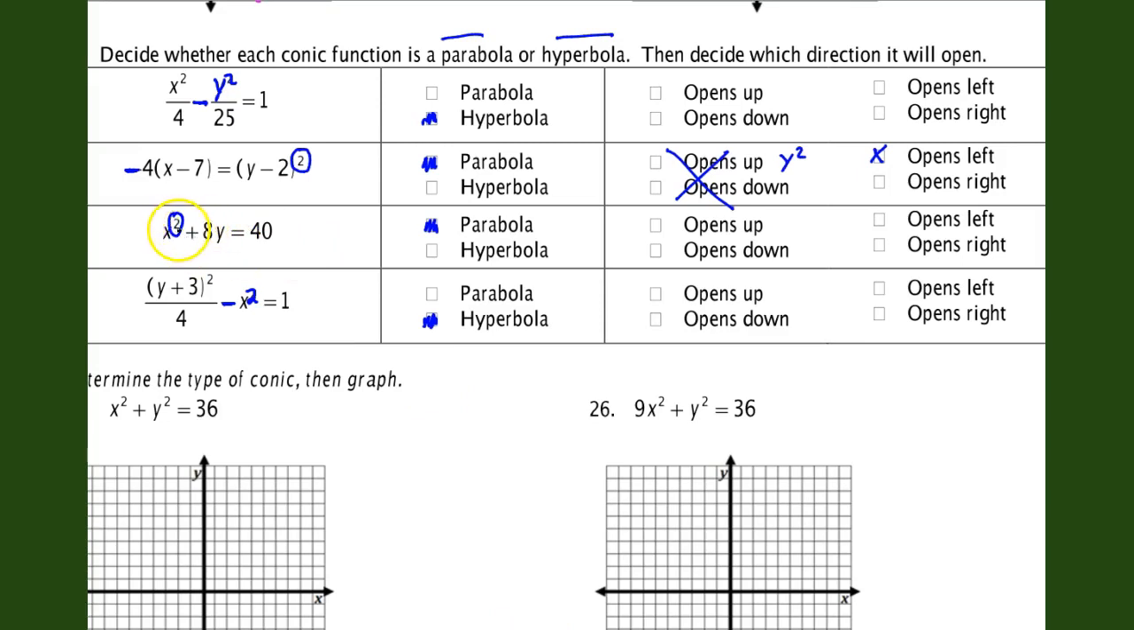The next one here, I'll do the next parabola, is x squared. So we know it's going to be opening up or down, and the fact that it's positive, right? Positive, we don't have any negatives lurking around. Everything's positive, lets us know it opens up.